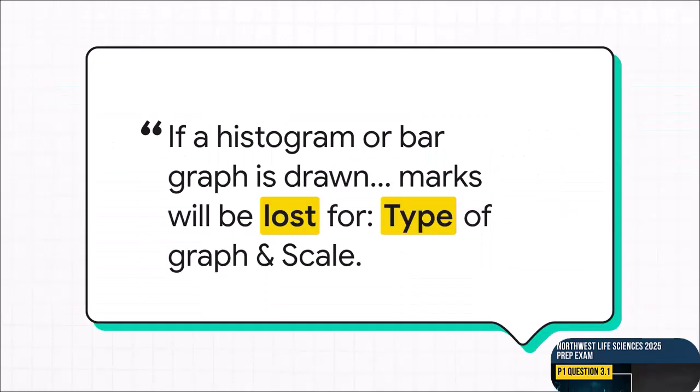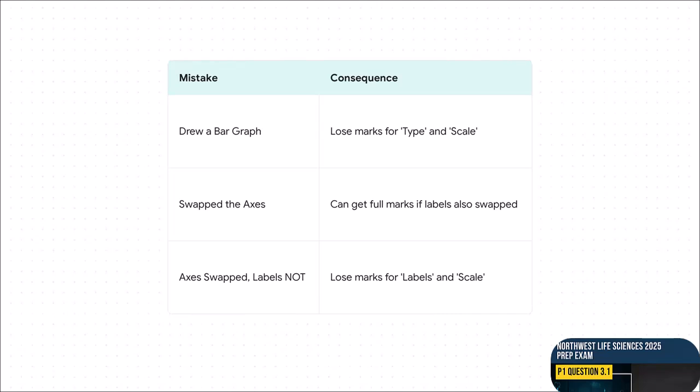Now listen up, because this is super important. This is a direct quote from the examiner's memo. It is literally an inside tip. It tells you exactly where students mess up. If you draw a bar graph when you should have drawn a line graph, you instantly lose marks for type and for scale. Poof, that's 2 marks just gone. And this table just brilliantly lays out the other common mistakes.